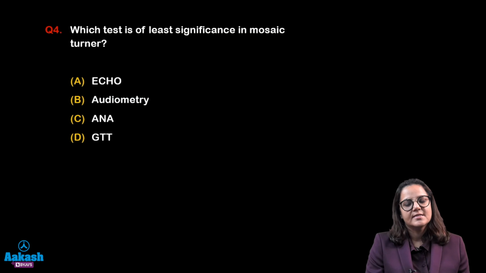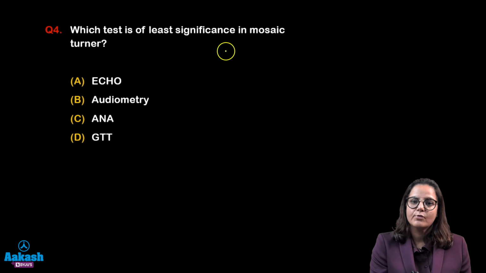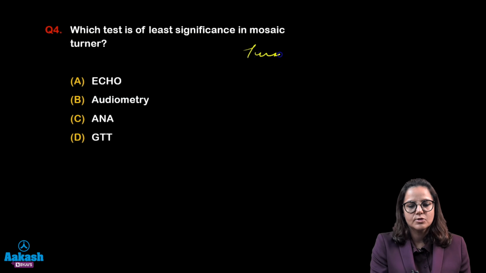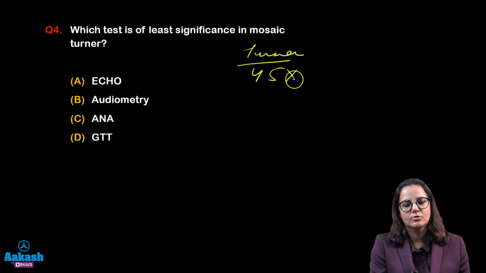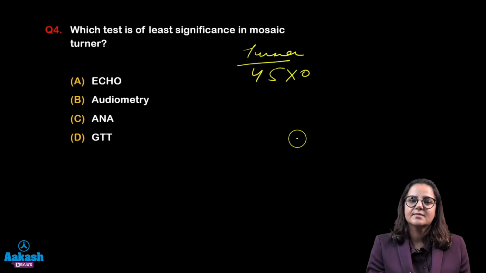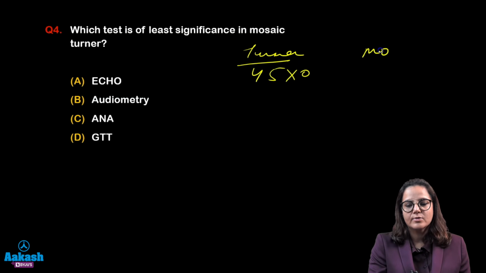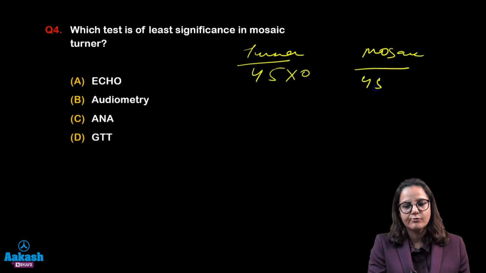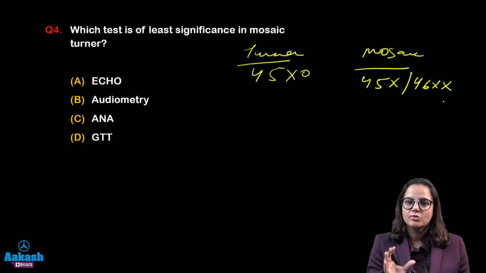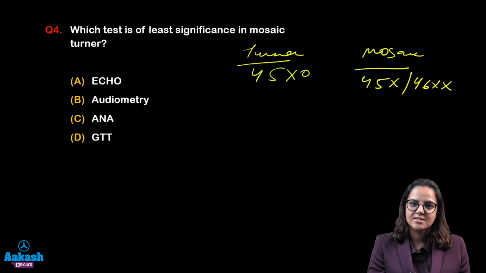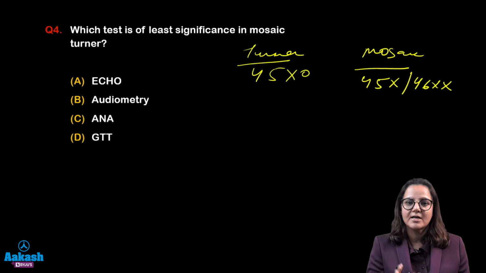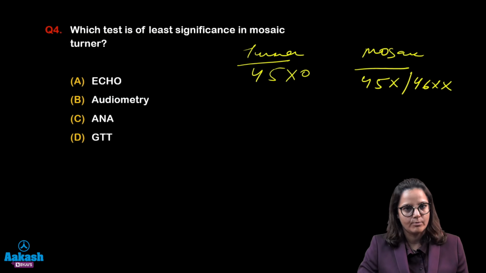Now, which test is of least significance in Mosaic-Turner? First of all, let's see what is Turner and what is Mosaic-Turner. So in Turner syndrome, what is happening? That the chromosome is 45XO, which means that in a female, all cells are lacking one X chromosome, okay? In Mosaic-Turner, what happens? That few cells are 45X and few cells can be 46XX also, okay? So few cells have complete chromosomes, but few cells are lacking. So therefore, the manifestation in Mosaic-Turner is much milder than what is seen in the Turner syndrome, okay?